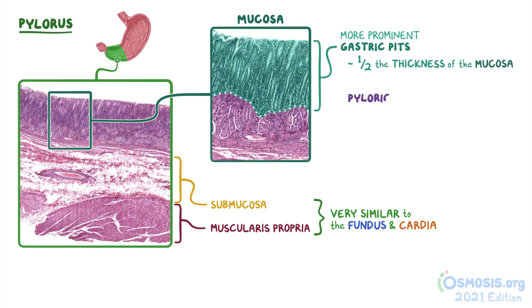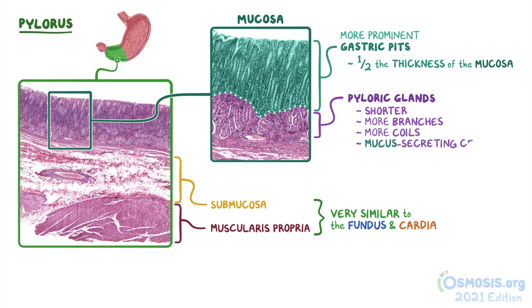As a result, the pyloric glands are generally shorter, have more branches, and more coils when compared to the glands of the fundus or cardia. The majority of the pyloric glands are mucus-secreting cells that are similar to the mucous neck cells. The glands also contain cells that are not as easy to identify, such as a smaller number of parietal cells, stem cells, and G cells, which secrete gastrin.